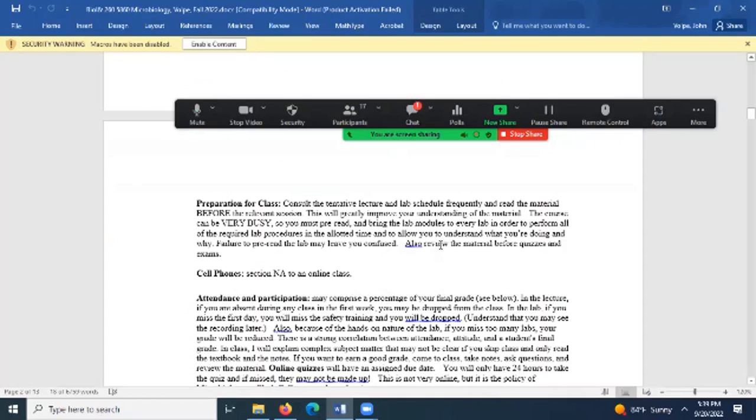Preparation for class, you should know the material we're going to cover. You don't need to necessarily read it beforehand, but you should know the material before we get started on the lesson. It's good if you were to read it beforehand, but it's not required. You do need to read the material before the quiz.